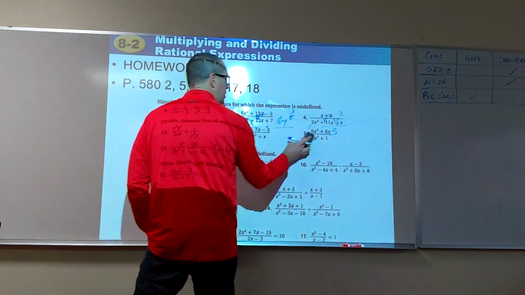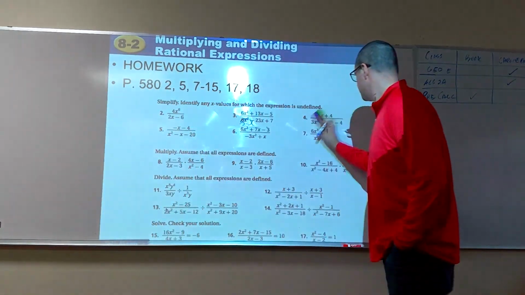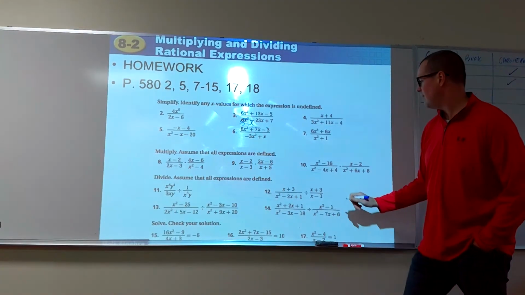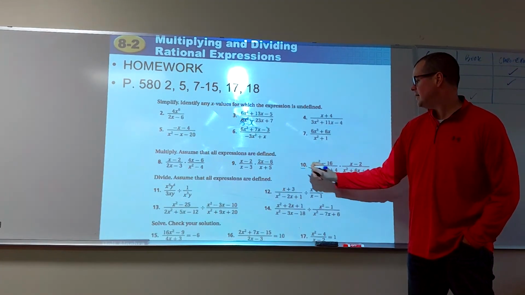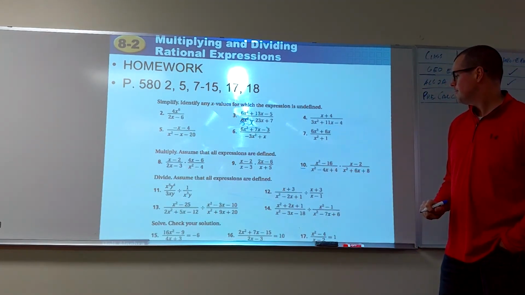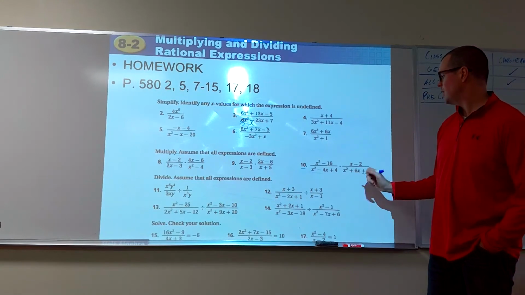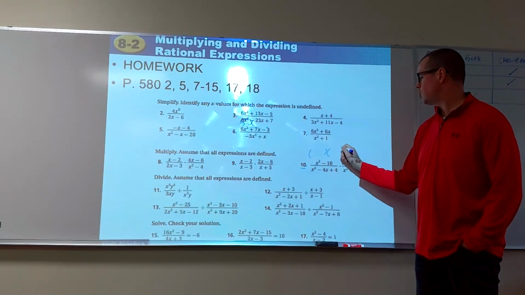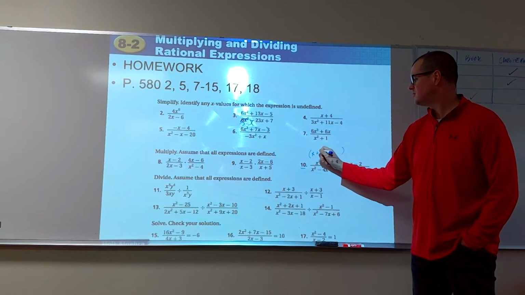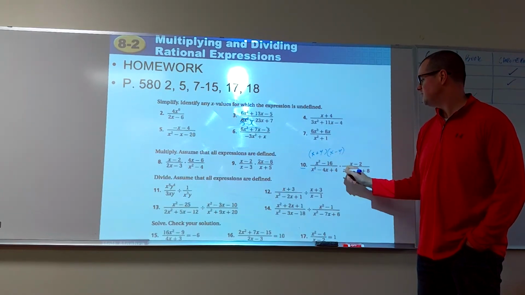try one more up here. Let's try number 10 right here. So we have x squared minus 16 times all that, so we're going to factor. So that's a difference of squares, so that's going to be x plus 4, x minus 4.